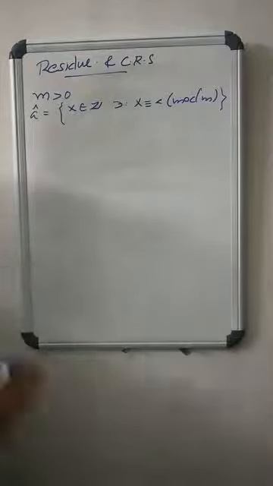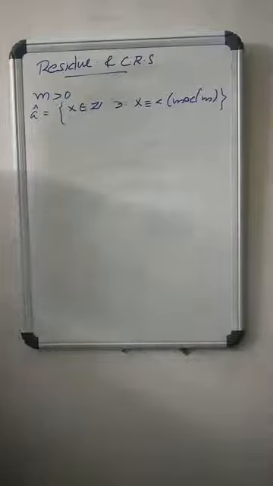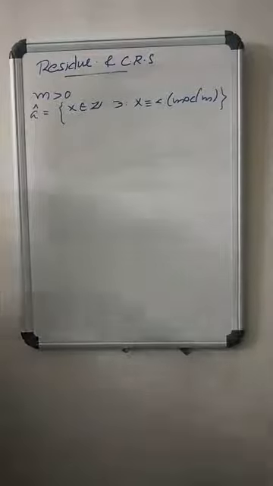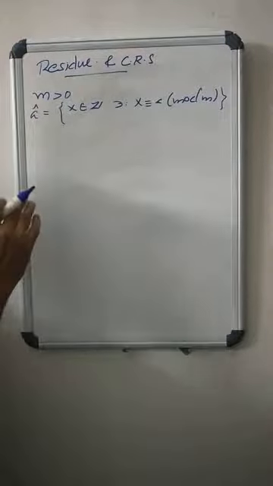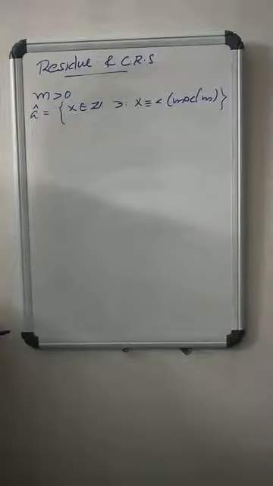For a fixed modulus m, the set of all integers x which satisfies the condition x is congruent to a mod m, which is denoted by a cap, is called a residue class modulo m. So what is actually a cap? A cap consists of all the integers of the form a plus mq.